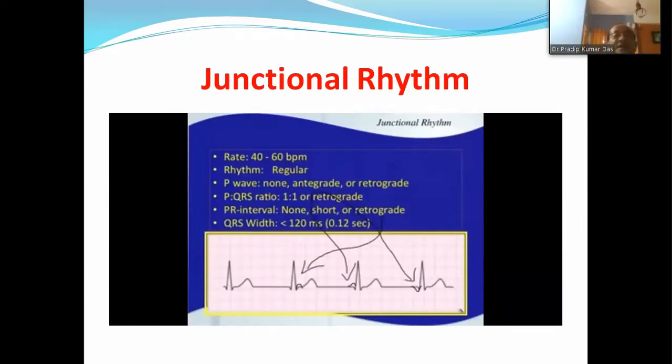Here is a junctional rhythm ECG. As you see, the rate is below 60. The junctional rhythm is regular. Here there is no P wave. A P wave may come after the QRS complex, or before the QRS complex. The P wave may be downward, and if there is no P wave, the PR interval cannot be estimated. If there is a P wave, you can estimate the PR interval, and the QRS complex is normal as ventricular conduction is normal.